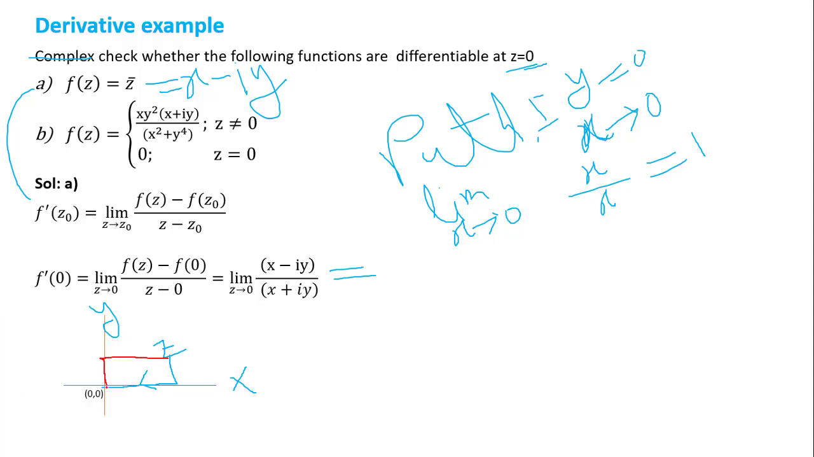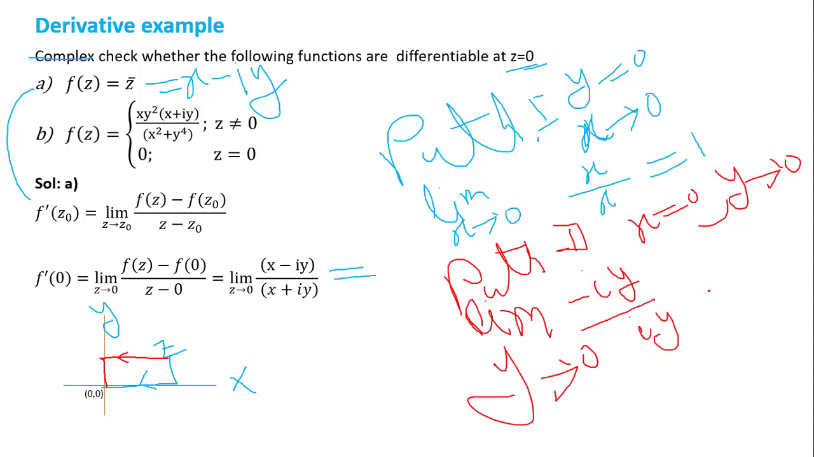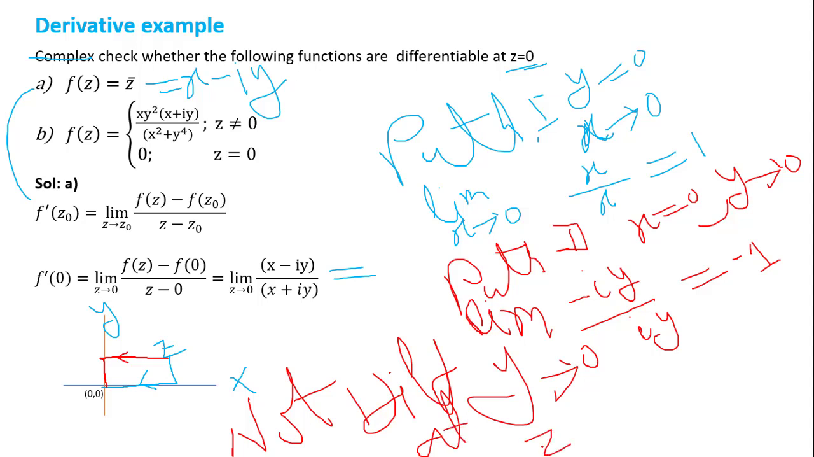Now choose path 2, some other path. In general we take this path. This is not a mandatory rule, but in general we take it like this. For path 2, the red one, we take x equal to 0 and let y tend to 0. Now x is already 0, so iota y divided by iota y with negative sign, so it comes out as -1. So the limits along two different paths are not the same, so we say the limit does not exist, hence the function is not differentiable at z equal to 0.